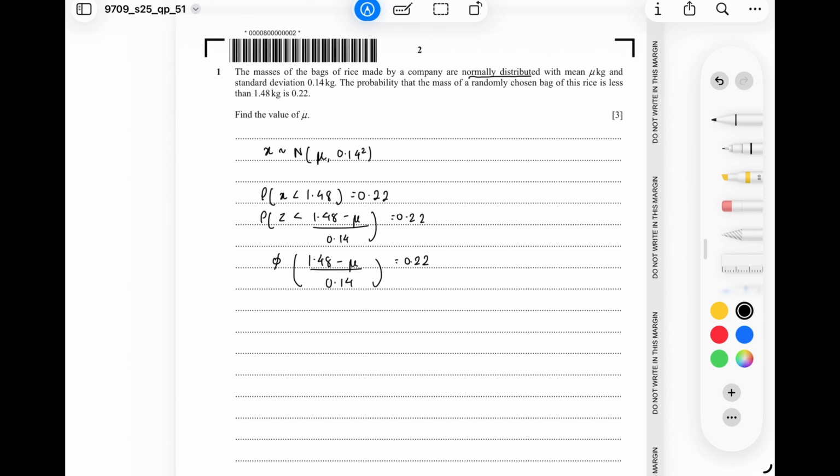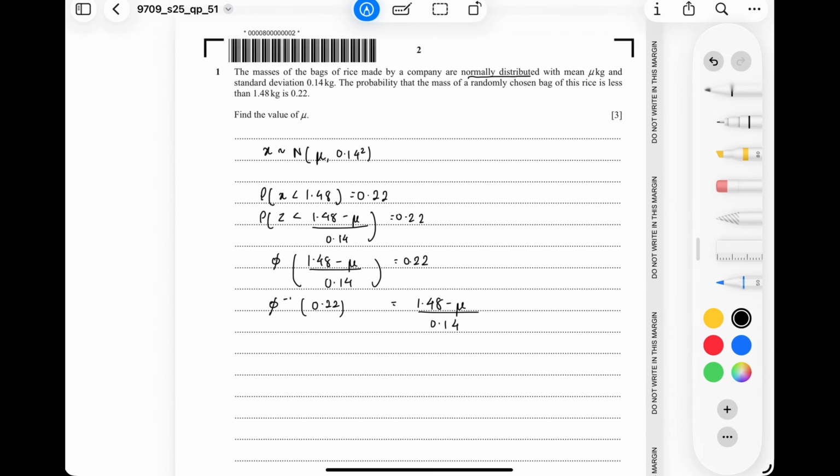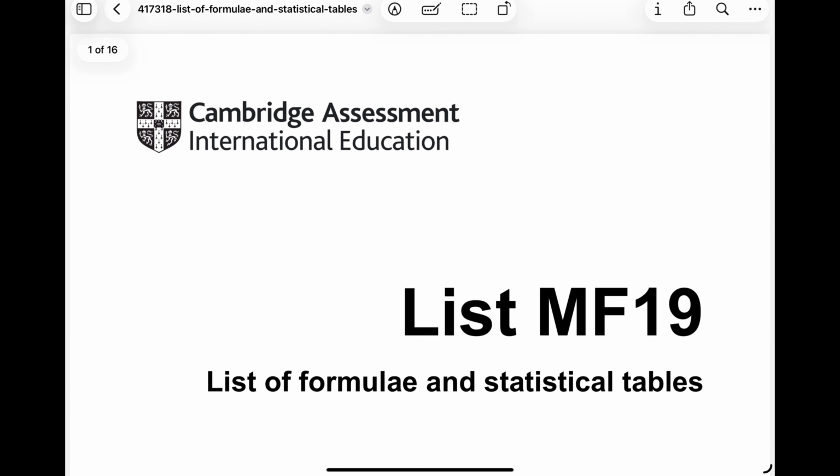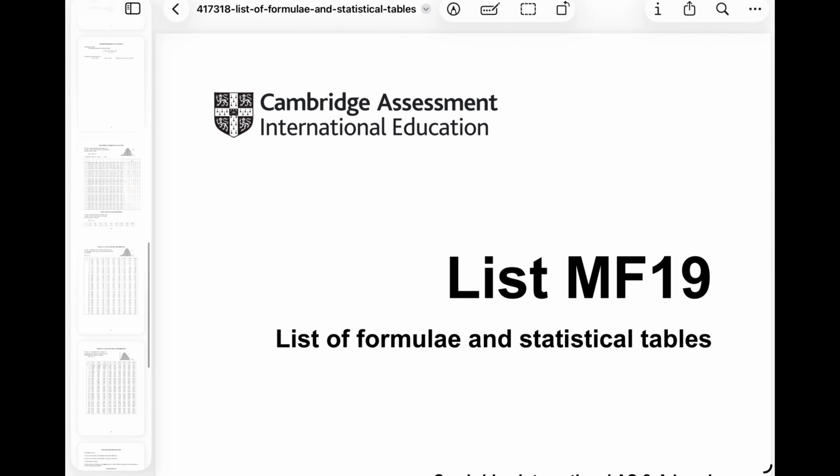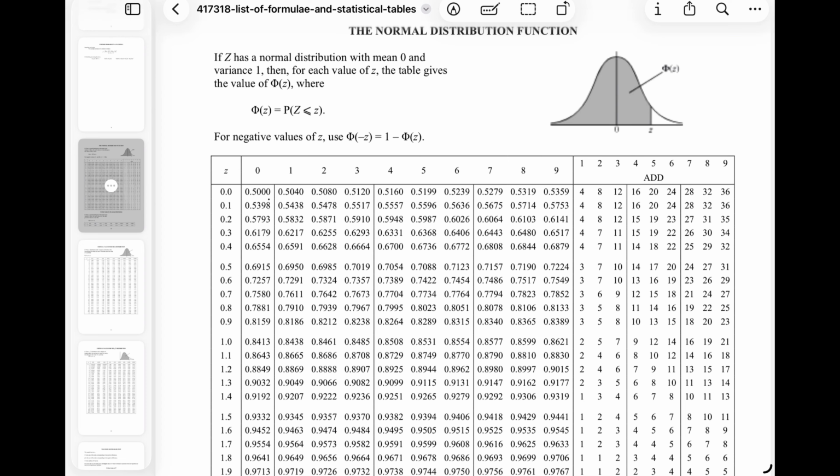Okay, so the best thing to do right now is to take the phi to the other side, and we'll have phi inverse. So basically phi inverse of 0.22 is equal to this entire value. I don't want to keep writing it, but I don't have a choice, so I'll just write it. Okay, so we have phi inverse. So whenever we have phi inverse, what do we have to do? We have to go into the normal distribution table in the MF19. Okay, so we have to go inside these values and look for 0.2. But here's the problem, it starts from 0.5, not 0.2.